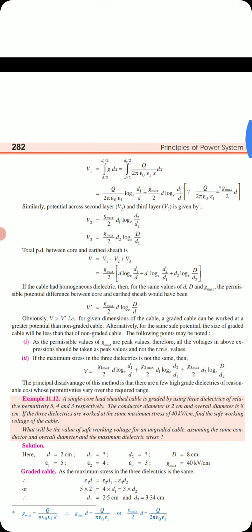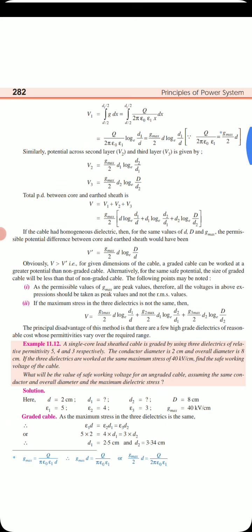Same thing, G2 max by 2, or D1 log e D2 by D1. Same for G3 max by 2. Here G max is not the same, so we need to take it like this. It is not simply G max, it is G1 max, G2 max, G3 max. So the principal disadvantage of this method is there are few high grade dielectrics of reasonable cost whose permittivities vary over the required range.